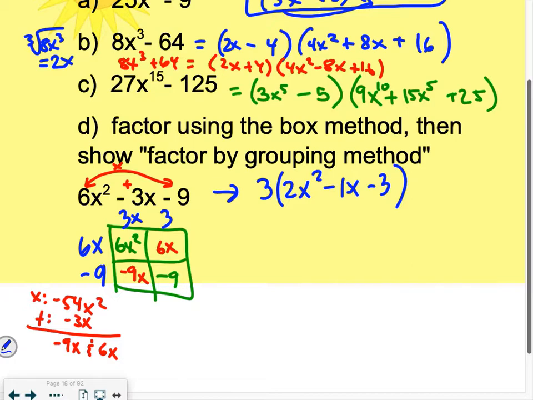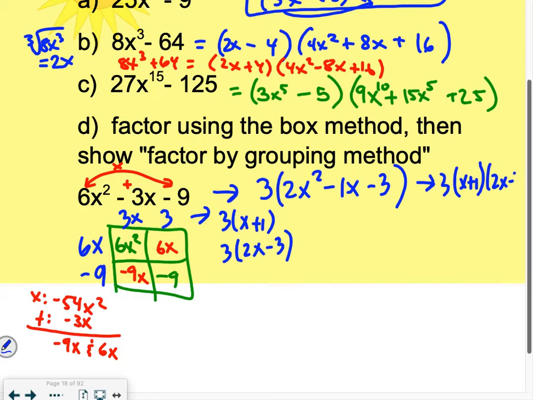So it kind of works out, but you end up factoring if you factor out the 3 from both of these, you'll get the factorization. The correct answer is 3 times x plus 1 times 2x minus 3.